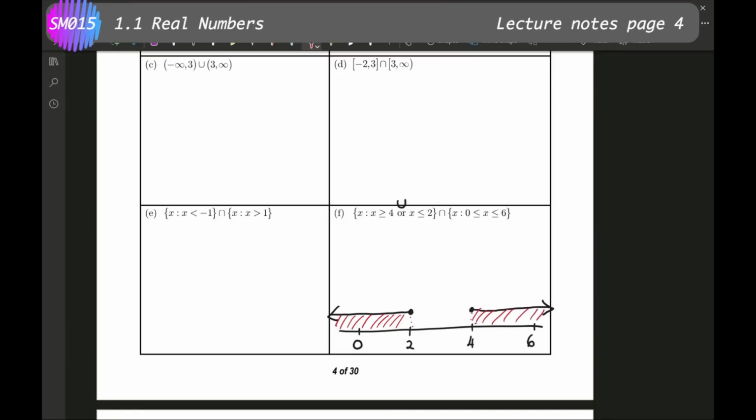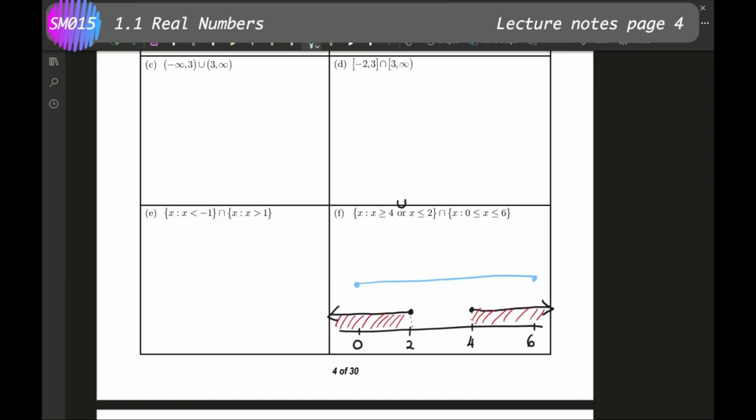And then intersect with the number line that satisfies x less than or equal to 6 and greater than or equal to 0. I want to use a different color. Okay, x less than or equal to 6, greater than or equal to 0. This is it. That's the line, right? From 0 until 6, and filled circles because of the symbol equal to.